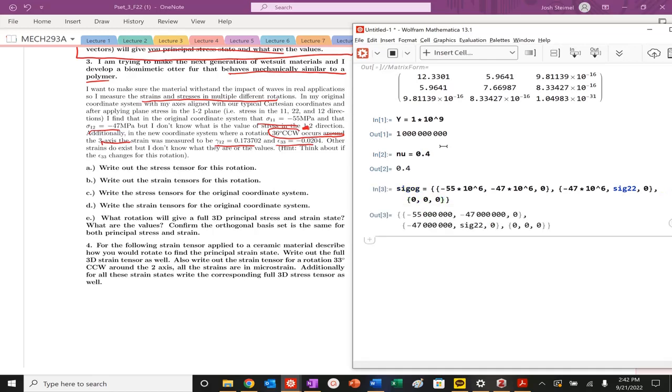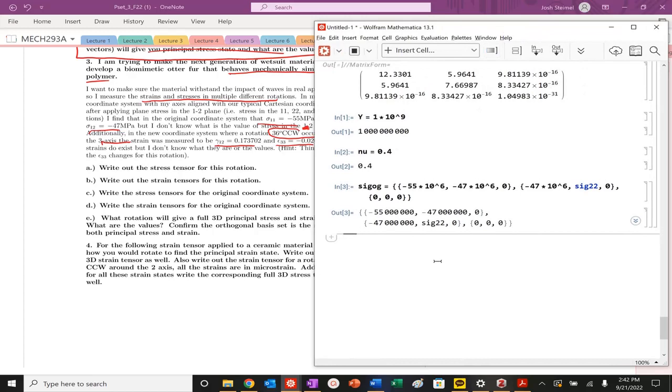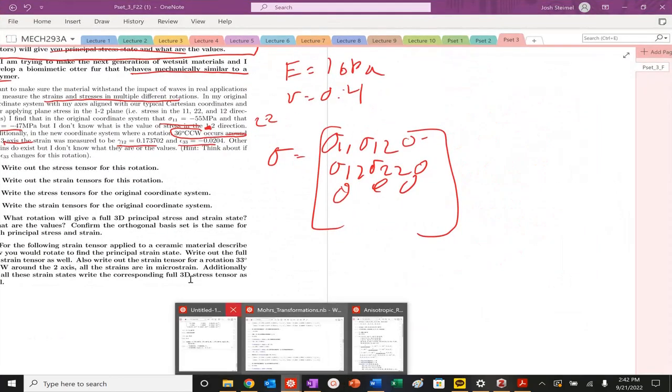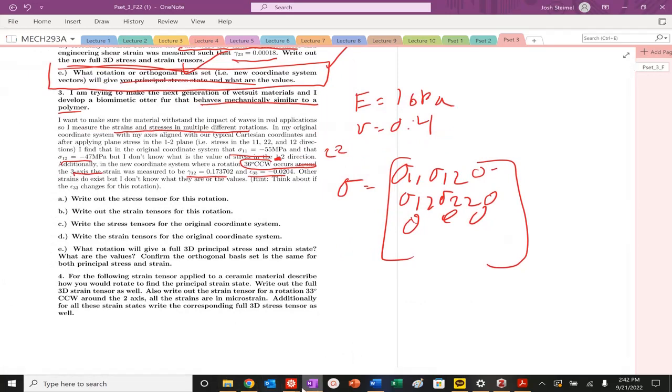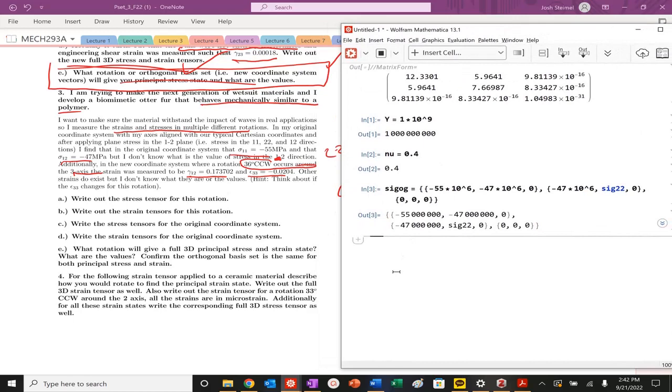Excellent. So I've got my sig OG. I can also start to possibly think about what my strain OG is, but let's give ourselves some room to work with here. Actually, exactly, let's move this over just so we can see what we're given. So my strain OG, I know that I will have a strain in the 1-1.